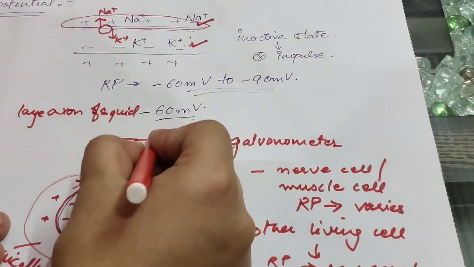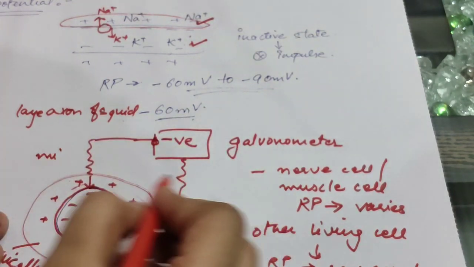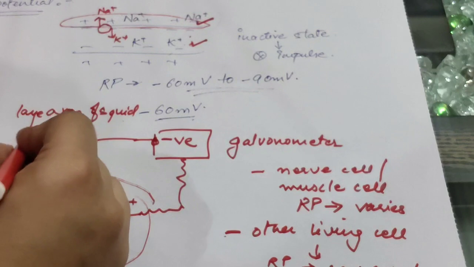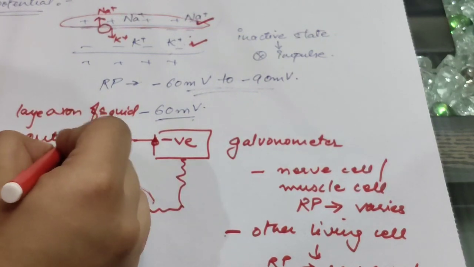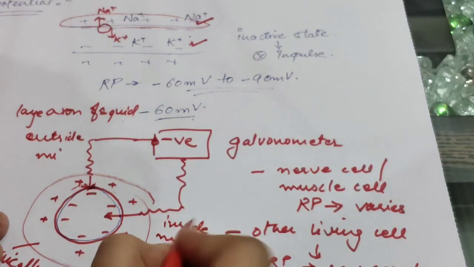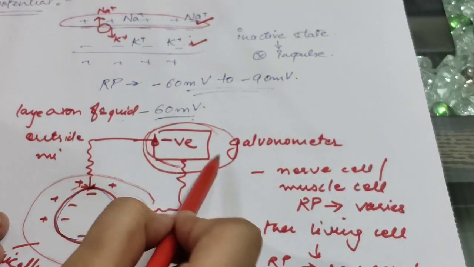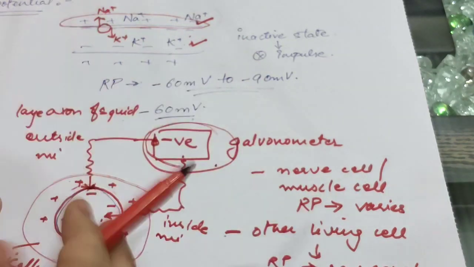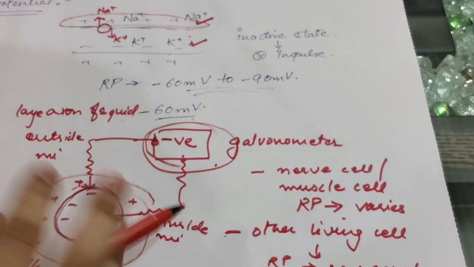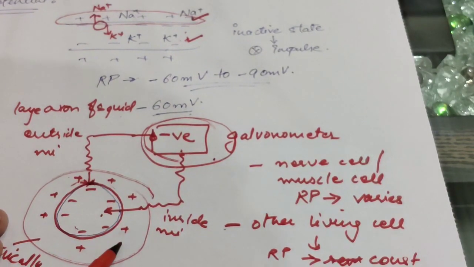This is a microelectrode, connected outside the nerve fiber. This is the outside microelectrode, and this is the inside microelectrode, connected with the inside of the nerve fiber. If the reading on the galvanometer is negative, then this suggests that the inside of the nerve fiber is negatively charged with respect to the outside.